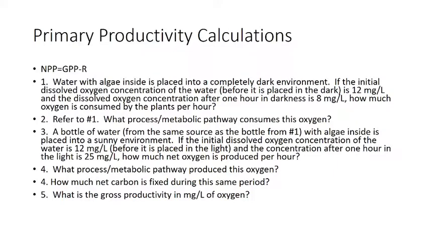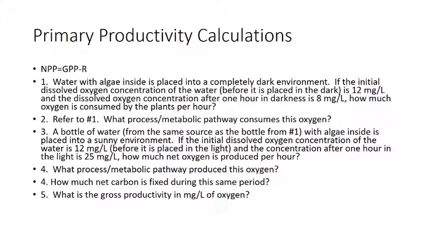So problem 1 here. Water with algae inside is placed into a completely dark environment. Remember that in the dark, only cellular respiration can occur. Photosynthesis can't happen there. So our oxygen levels should drop while the bottle and the water are in the dark. If the initial dissolved oxygen concentration of the water before it's placed into the dark is 12 milligrams per liter, and that's milligrams of oxygen per liter of water, and the dissolved oxygen concentration after 1 hour in darkness is 8 milligrams per liter, how much oxygen is consumed by the plants per hour?